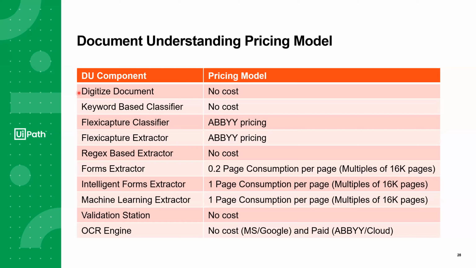So just to go through the different components of document understanding. Digitized document, there's no cost. Keyword classifier, no cost. I put in the ABI because that can also be used for classifying and extracting, and that's basically based on ABI pricing. Regex is no cost. The forms extractor, as mentioned before, consumes 0.2 of a page. Intelligent forms is 1 page. Machine learning extractor is 1 page, and no cost for validation station. Some of the OCR engines are unpaid, but the cloud ones are paid as well. So this gives a snapshot of the different pricing for the different components within document understanding.